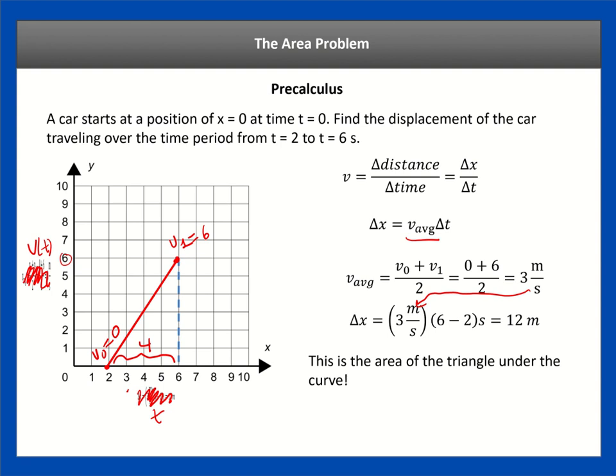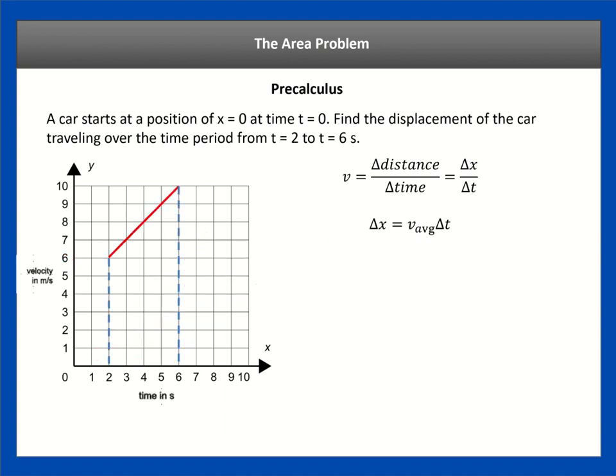But notice that this is the area of the triangle under the curve. The area of that triangle is 1/2 base times height, and the base of the triangle is 4. The height of the triangle is this height here, which is 6, which gives exactly the same answer, 12 meters, which is actually equal to change in x. So the area under the curve gives us the magnitude of the displacement here. All right, so let's look at one more situation, at least one more.